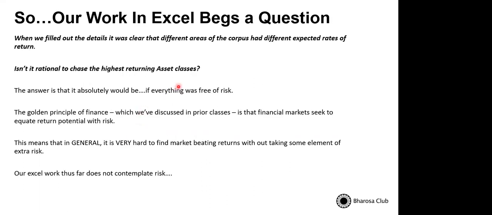So I'm going to leave you with a question that's going to tee up our next class, which is going to be focused around this question. When we did our Excel work, it's very clear that our rate of return, our income, etc., all goes up when we choose the highest returning asset classes. So isn't the answer as simple as we should just put our money in the mutual fund that gives us the highest rate of return? And obviously that's not the answer, but the question is why, right? And this is actually a very subtle question.